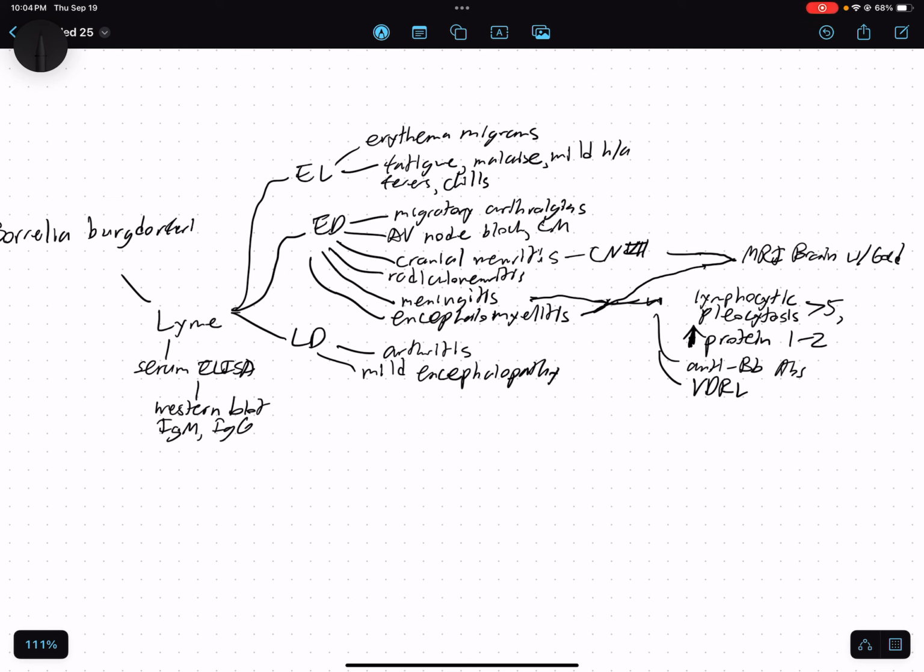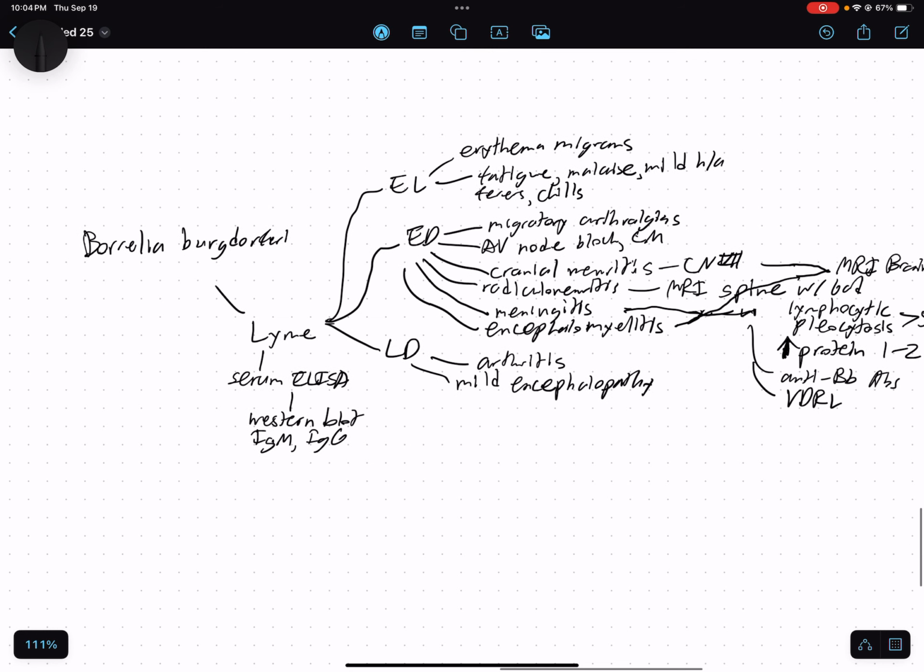For radiculoneuritis, you probably want to consider getting an MRI spine with gad at the level of the nerve root that corresponds to whatever dermatomal distribution their paresthesias are. And you'll expect to see again enhancement of that nerve root. So that's pretty good for investigations.